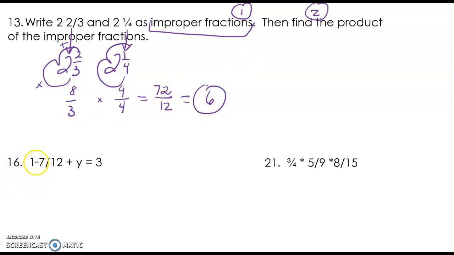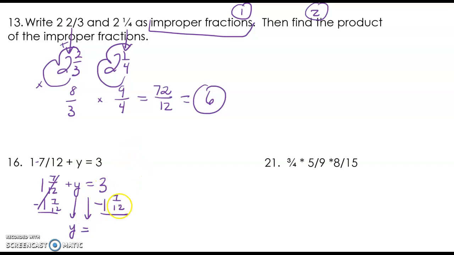All right, so this looks kind of hard. It's sometimes a little bit difficult, but this is 1 7/12 plus y is equal to 3. So to find out what y is, I have to do the opposite, which is subtract. And I have to subtract here. So this goes away. My y is going to come down. My equals is going to come down.